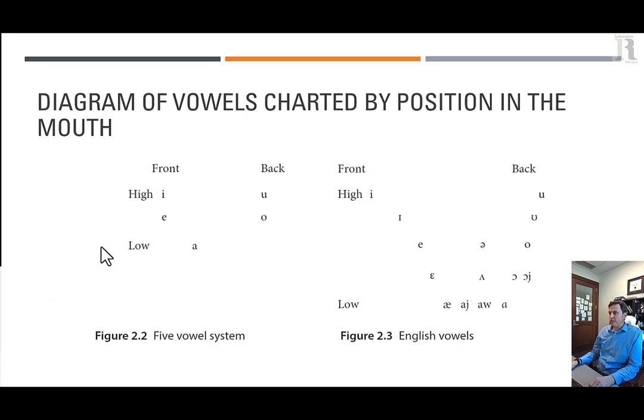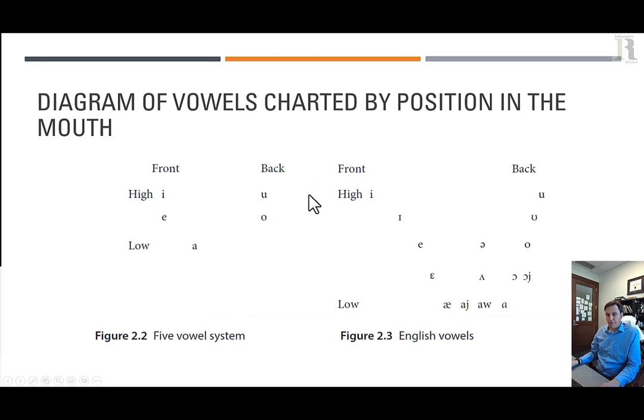Again, on the next page here is a diagram of vowels charted by position in the mouth. If you're looking at this, you'll see that on the top left is the vowel ee, and in the top back is the vowel oo. So ee, oo, why don't you slide between those vowel sounds? Ee, oo, and you can feel your tongue moving from front to back. So when you're looking at this chart, remember that this is a literal positional diagram of where the tongue goes in the mouth.